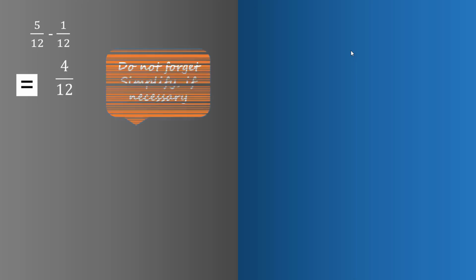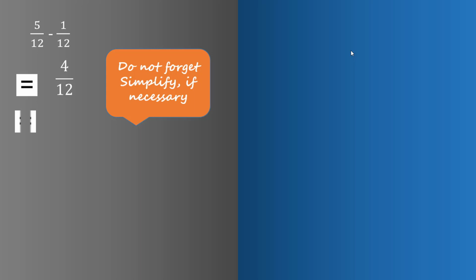5 over 12 minus 1 over 12, bring down 12, and 5 minus 1 equals what? Sorry, 5 minus 1 equals 4 over 12. So it will be 4 over 12. Don't forget to simplify. We can divide by 4. So it will be 1 over 3 in the simplest form. Exercise.